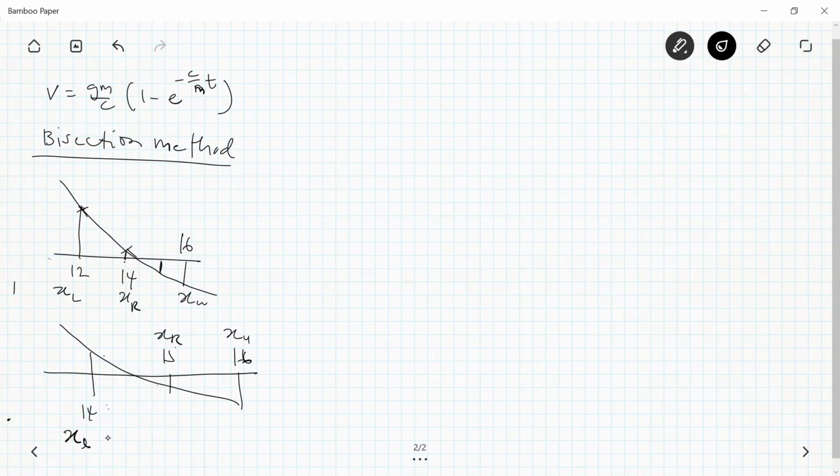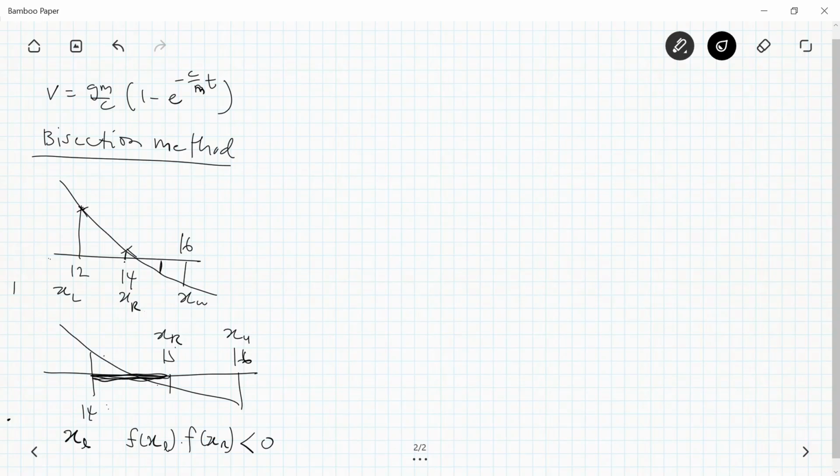So we find the FL times FXR, and definitely this is positive, this is negative, so this is negative. So the root is somewhere here. So there's a root at the lower interval, but there's no root at the upper interval.